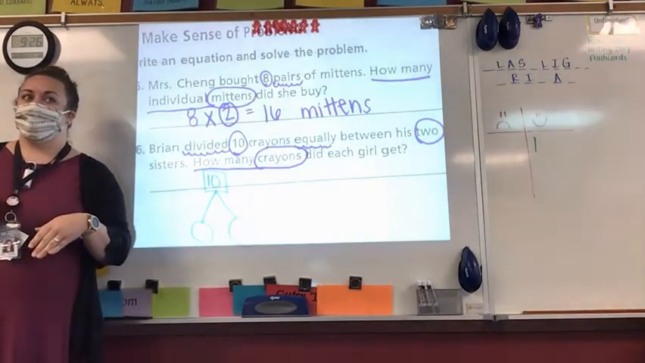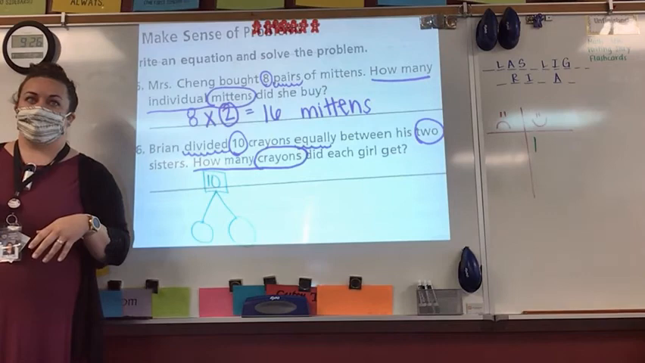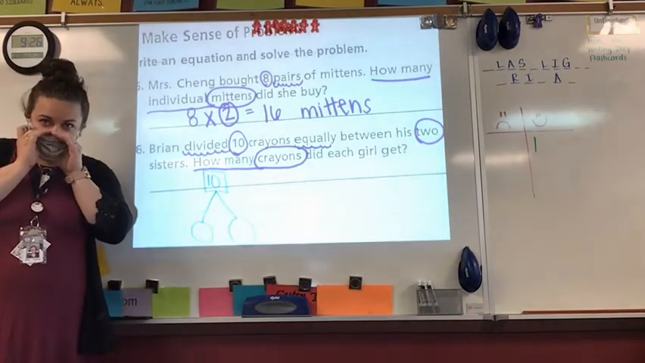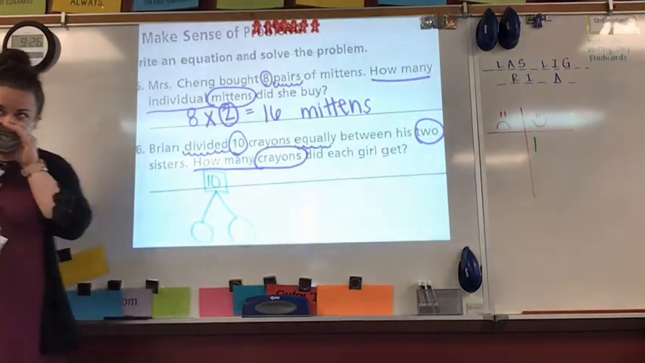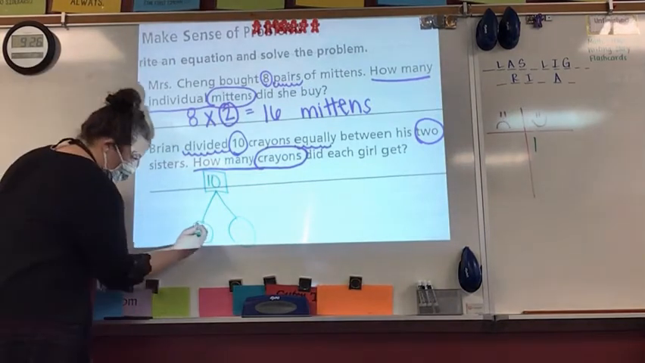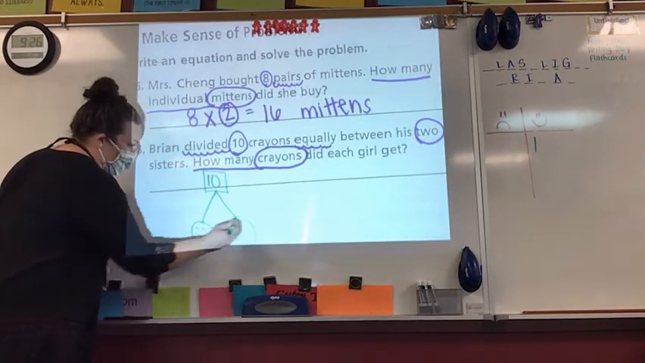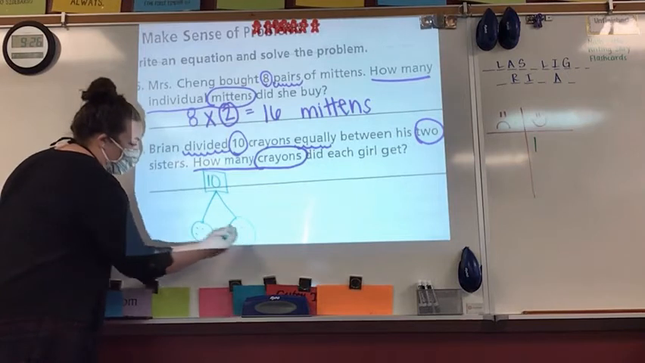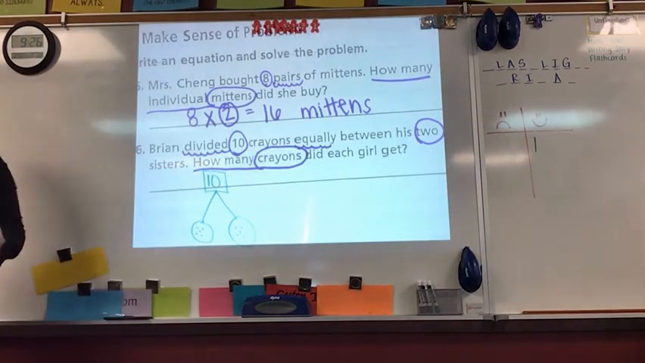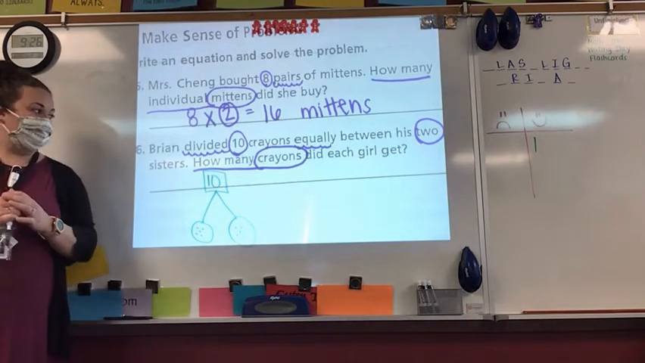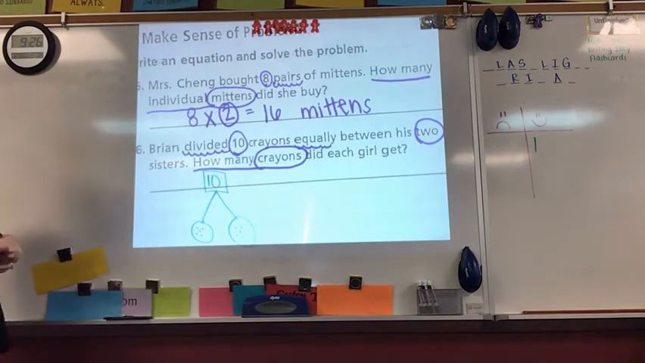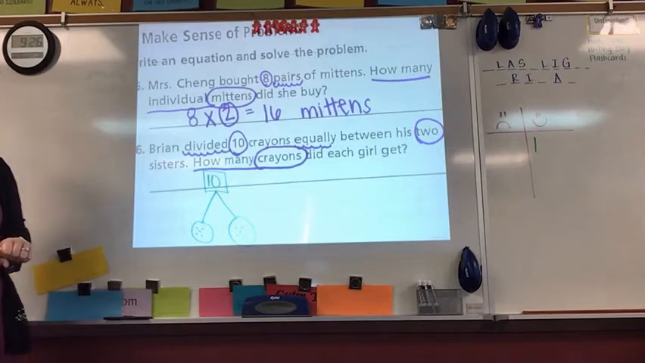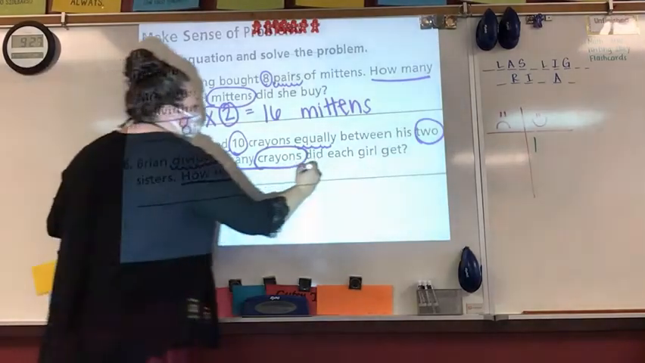So what do I need to do? I need to count my dots and my pictures. Are you ready to count with me? 1, 2, 3, 4, 5, 6, 7, 8, 9, 10. Likewise, how many ended up in each group? 5. And so how many crayons did each girl get? 5 crayons.